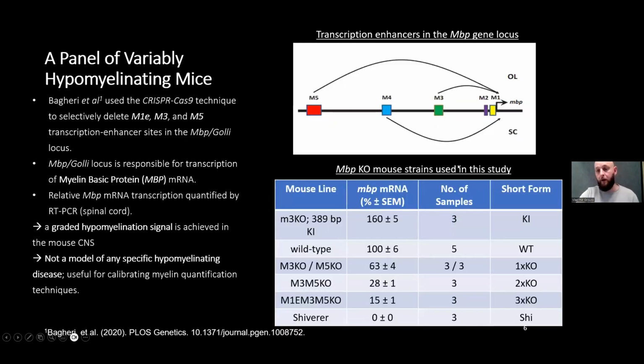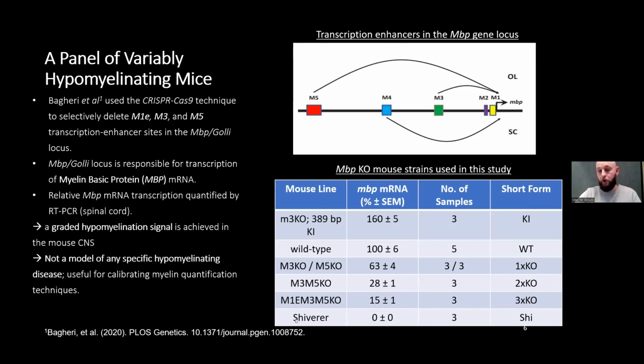So we tested this thing out to validate it on a very interesting panel of hypomyelinating mice that were developed by Human Bageri under the supervision of Dr. Alan Peterson here at McGill. And basically what they did was they looked at this MBP gene locus, and the MBP gene, as many of you probably know, is responsible for the transcription of myelin, right?